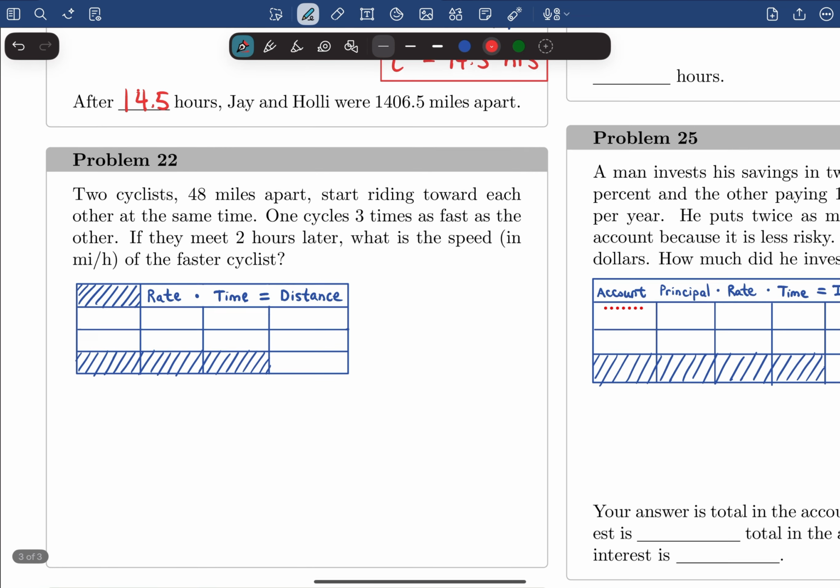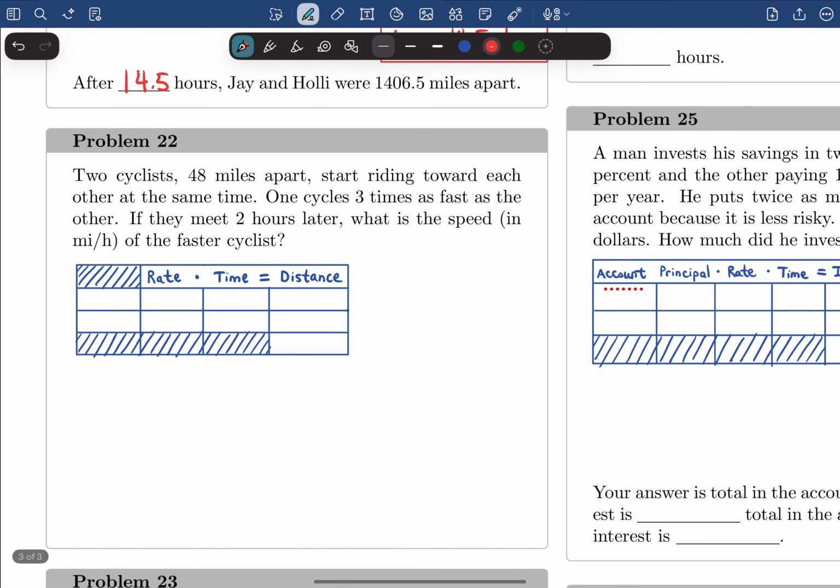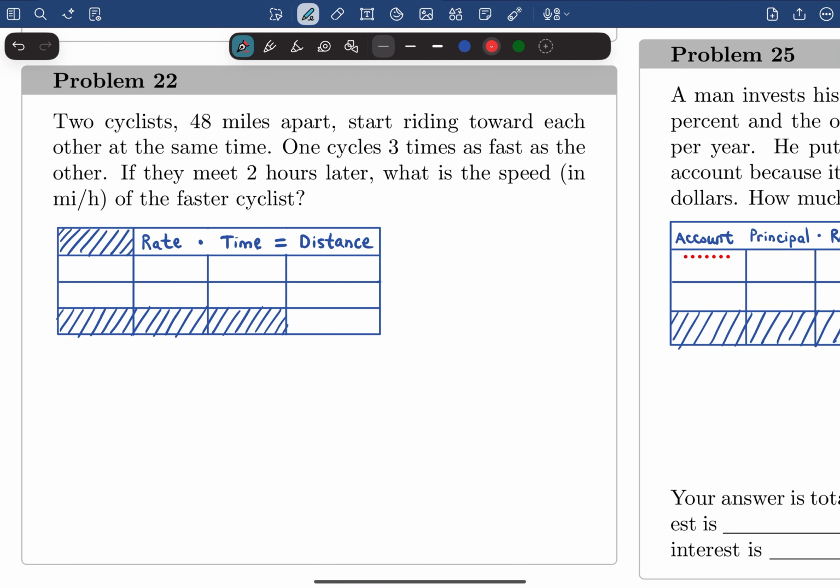Well, here's problem 22. It's also a uniform motion problem. Distance equals rate times time. Two cyclists, 48 miles apart, start riding toward each other at the same time. One cycles 3 times as fast as the other. If they meet 2 hours later, what is the speed in miles per hour of the faster cyclist?